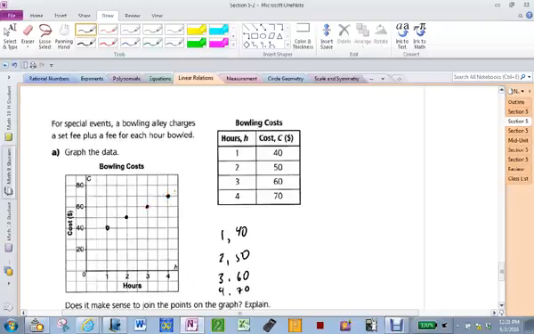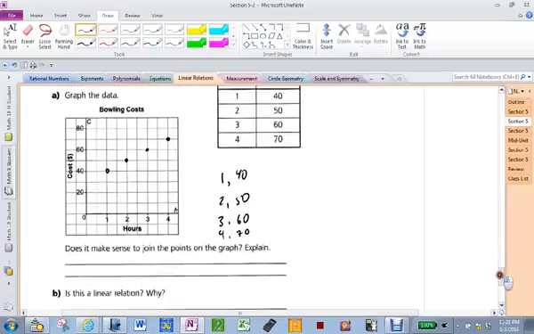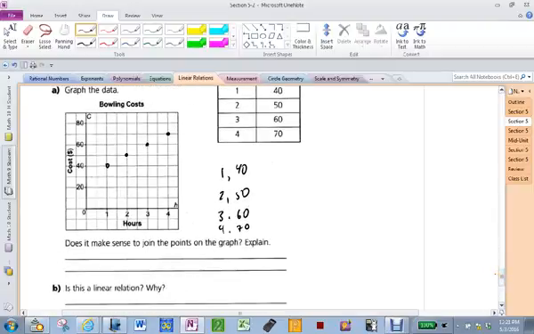Are we happy with our graph? Is everyone happy with their graph? Yeah. Okay, now look at the next question. I'm not going to tell you the right answer. And look at how differently it's worded. Does it make sense to join the points on the graph? Yes or no? And then I want a reason.